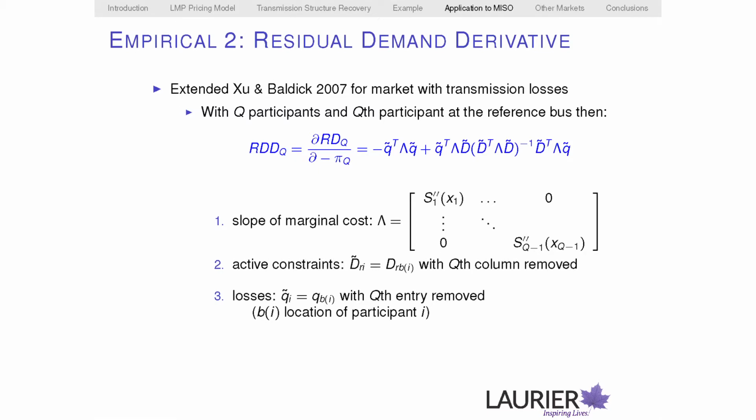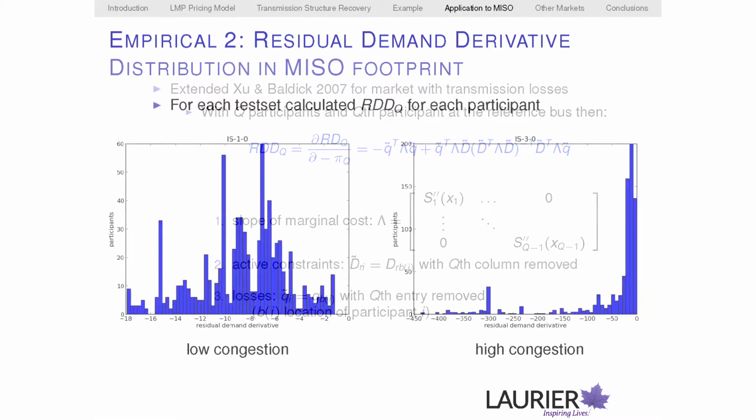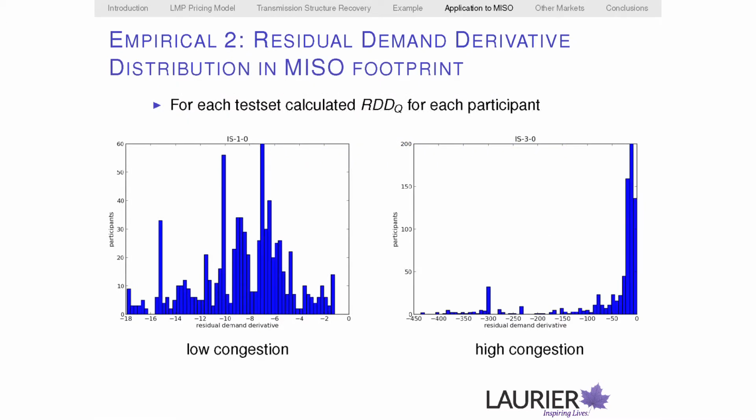And so those are the participant losses. We calculated this for each location in the network, or for each participant in the network. In our low congestion setting, we found a relatively compact set of residual demand derivatives between 0 and negative 18. And in the high congestion setting, there's a lot more variation.